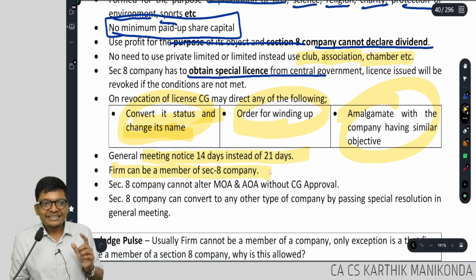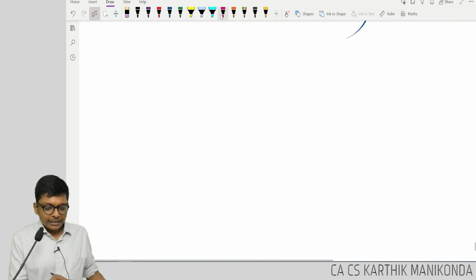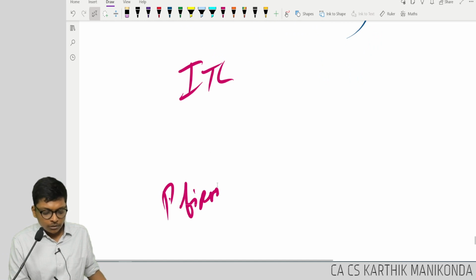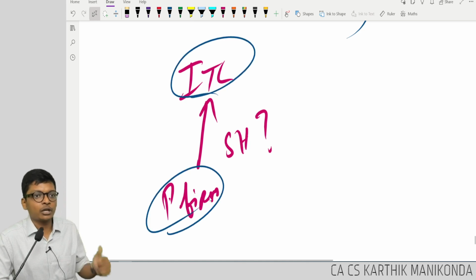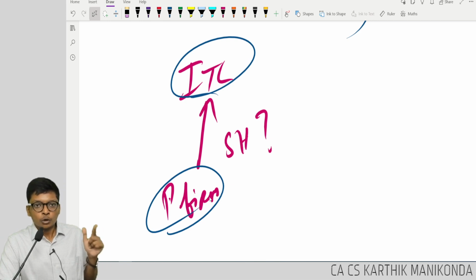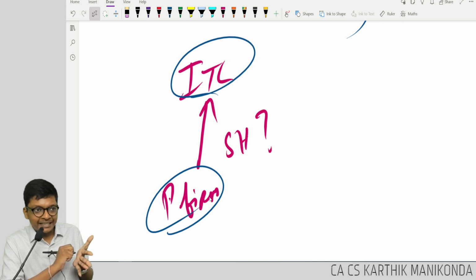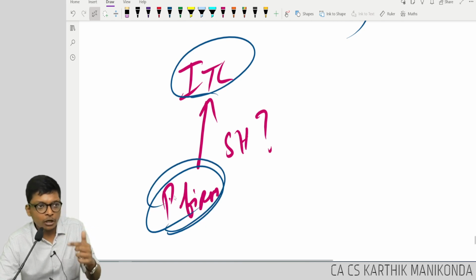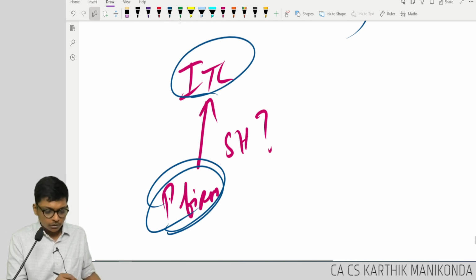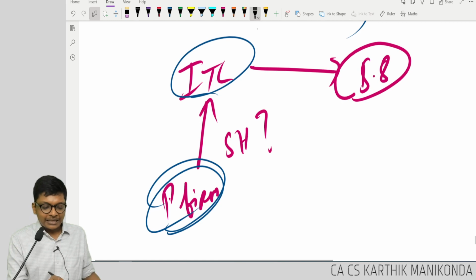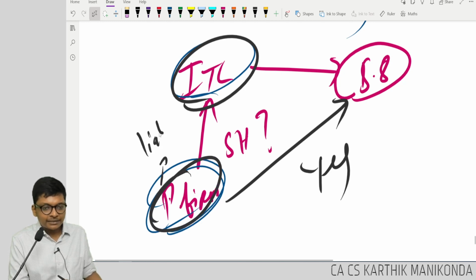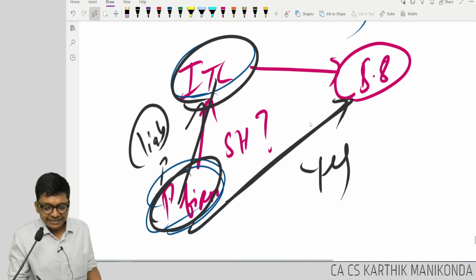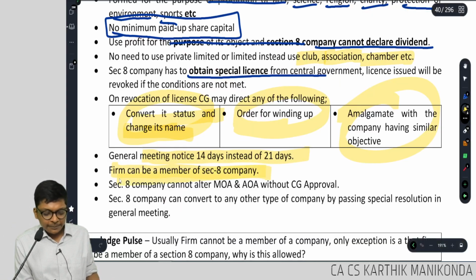Firm can be member of Section 8 company. This is important. In ITC, can a partnership firm be a member, shareholder? In ITC company, can partnership firm be a shareholder, guys? No. Why? To be a shareholder, you have to be entering into a contract and signing. Partnership firm is not a separate legal entity, so you cannot be a member. Are you following? Next. If ITC has a Section 8 company, can partnership firm be a member? Yes. Because here, members can incur liabilities and entering into a contract for commercial nature. This is non-commercial nature. Therefore, firm can be member of Section 8 company.